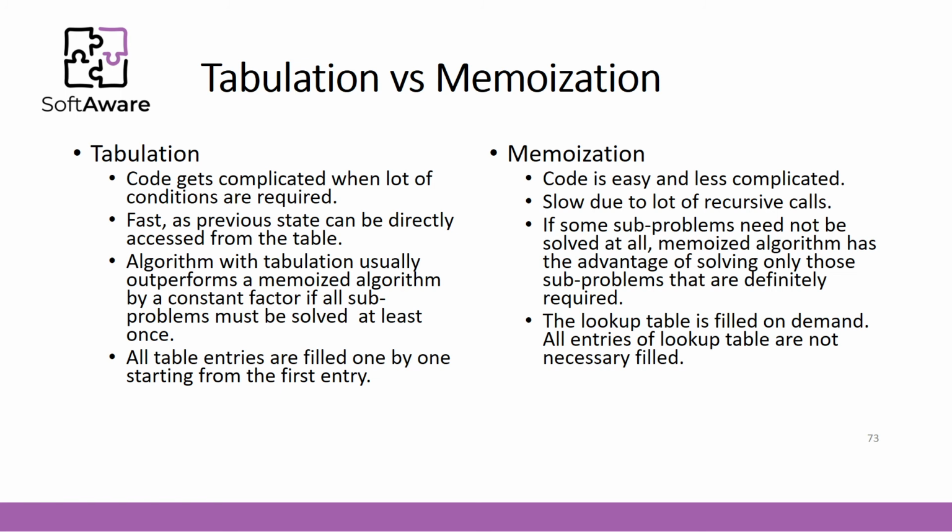Memoization has these properties. Code is easy and less complicated. It is slow due to a lot of recursive calls. If some subproblems do not need to be solved at all, the memoized algorithm has the advantage of solving only those subproblems that are definitely required. The lookup table is filled on demand. All entries of the lookup table are not necessarily filled.